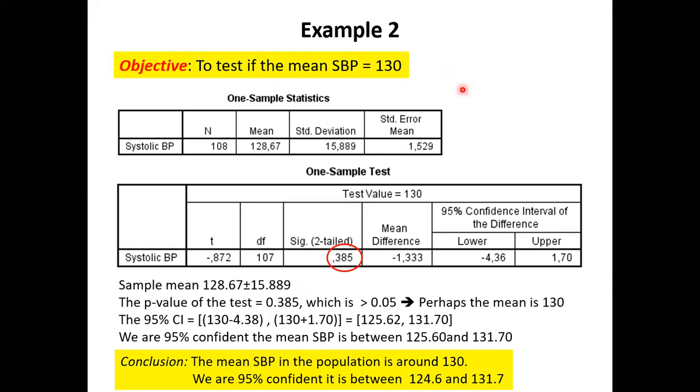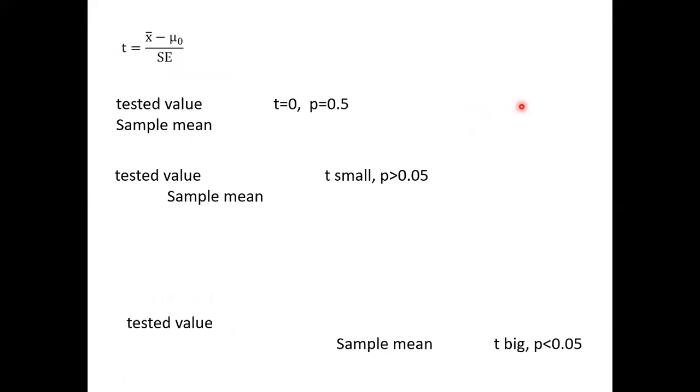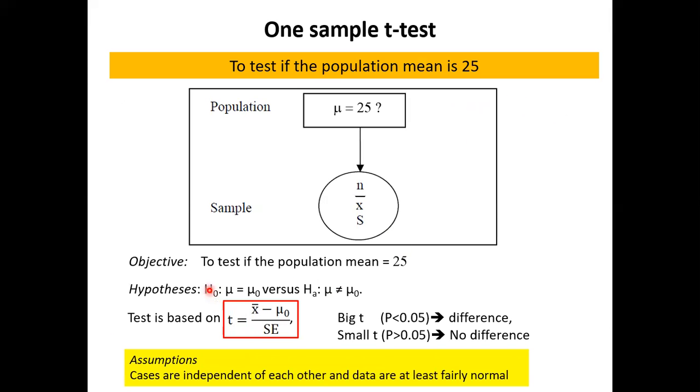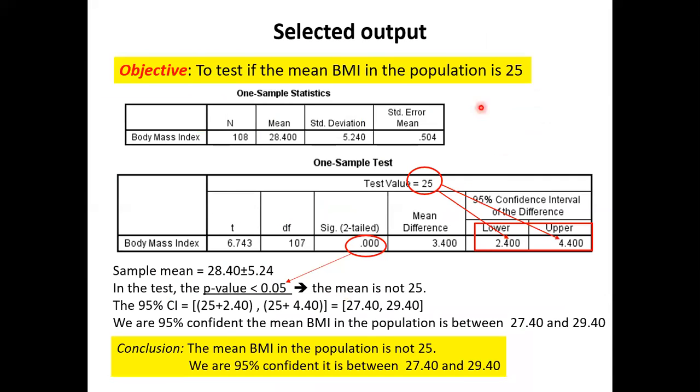What's H null for this? How do you write H null? Just now, I showed H null, right? This H null: mean equals mu naught versus mean is not equal to mu naught. Okay. Here, what's H null?